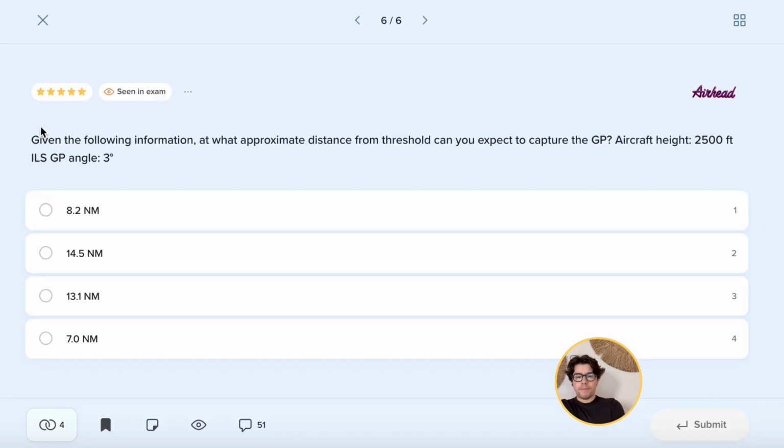And now for question number 6, the last question that we have here for today. Given the following information, at what approximate distance from threshold can you expect to capture the glide path? Aircraft height 2,500 feet and ILS glide path angle of 3 degrees, which is our standard. This is a great question and a very practical one as well. You see that it has a lot of questions and a lot of comments here. However, it is an extremely simple question and you'll see why in just a second.